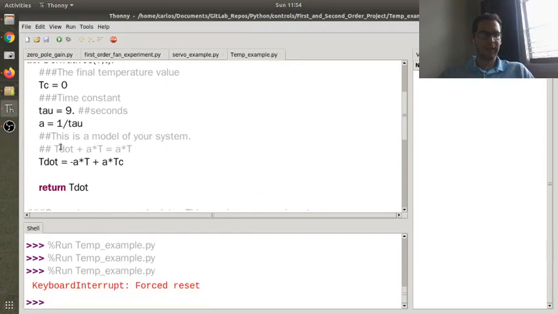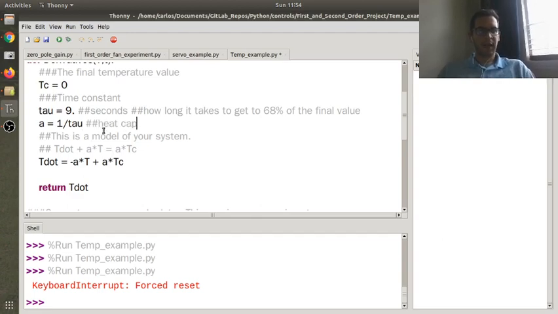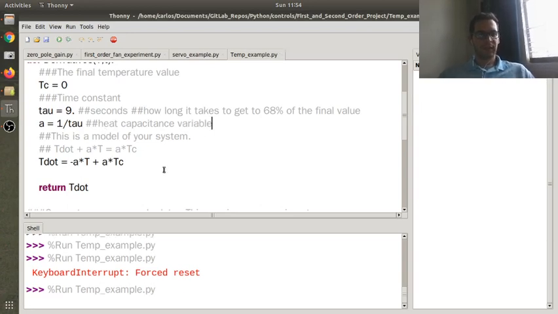This is T dot plus a T equals a TC, and then your tau is how long it takes to get to 68% of the final value, and then a, which is sort of your heat capacitance variable, is 1 divided by tau.